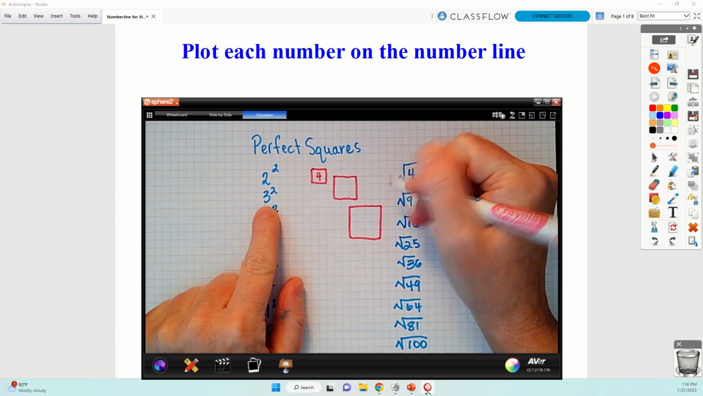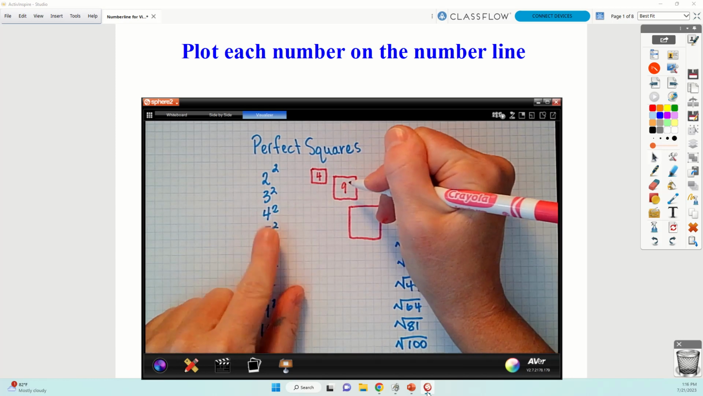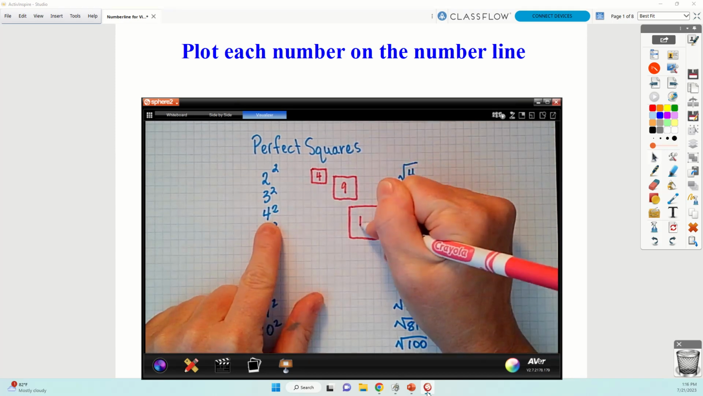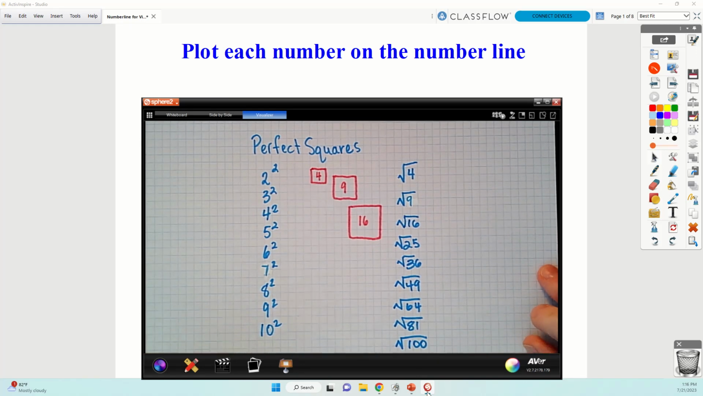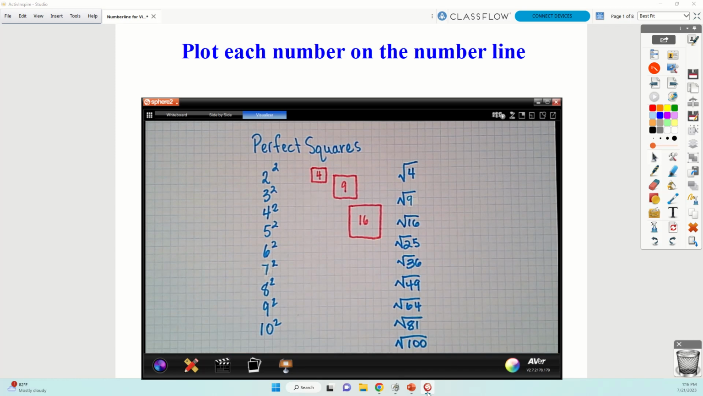3 times 3, altogether that is an area of 9. 4 times 4, altogether that's an area of 16. So we call these perfect squares, and students should memorize up through 10 at least. It's a good strategy because they're benchmark numbers and help us with numbers that are not perfect squares.